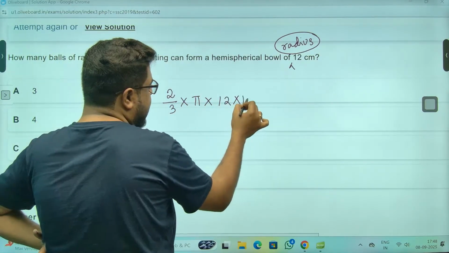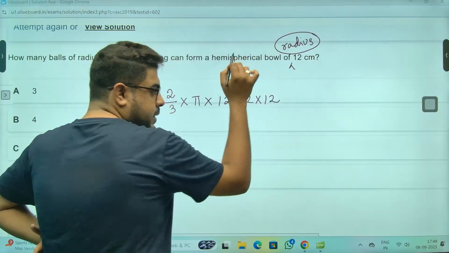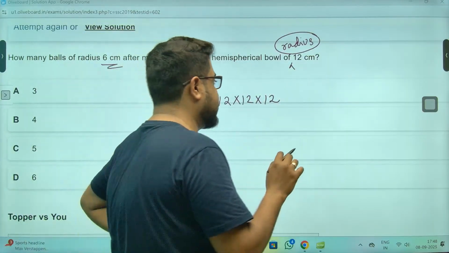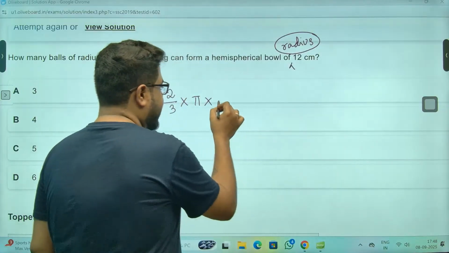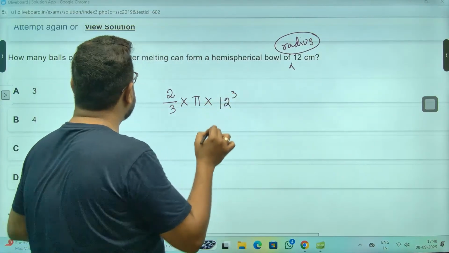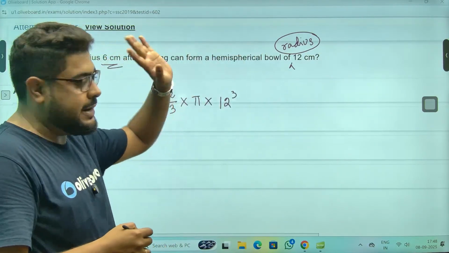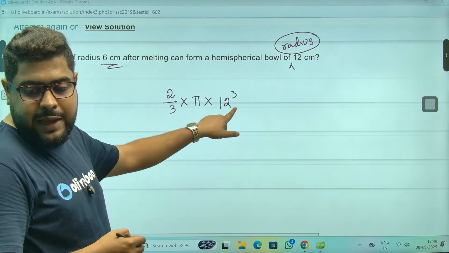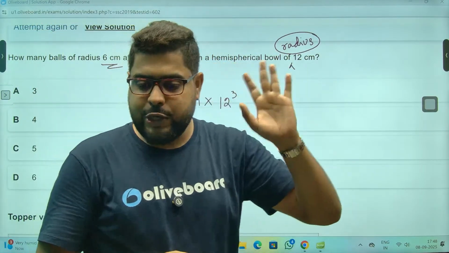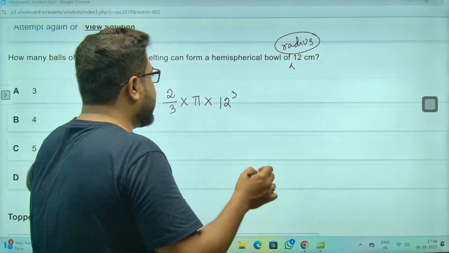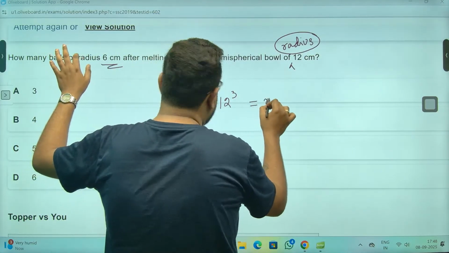12 into 12 into 12. Or, if you are good with calculation, you write 12 cube. Why? Because I can see the value is 6. I'll explain. And also, don't put the value of pi. Why? Both these structures have pi in them, so it will cancel. So equal to, sir, I don't know how many balls.